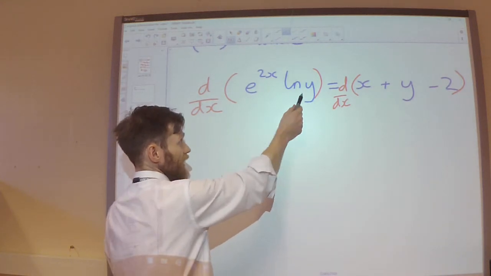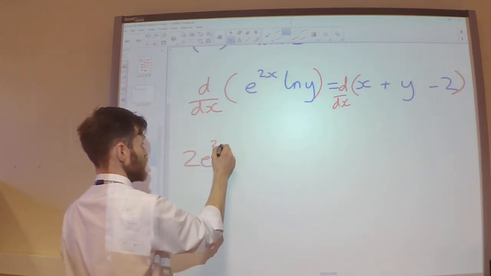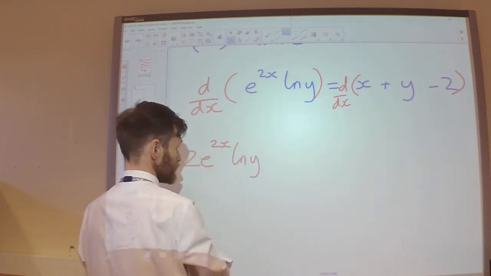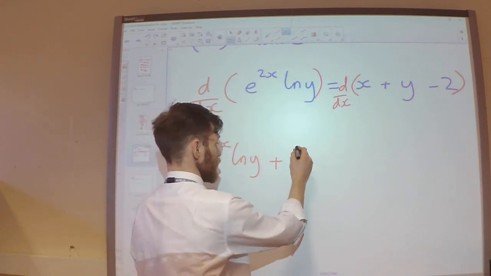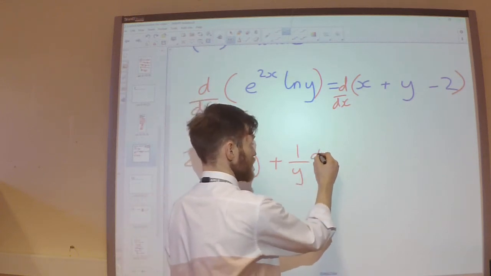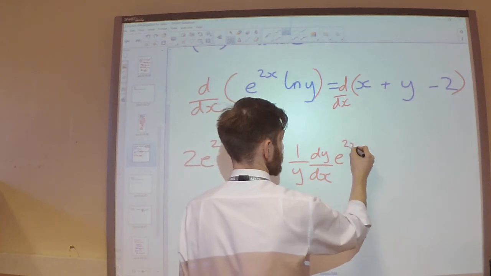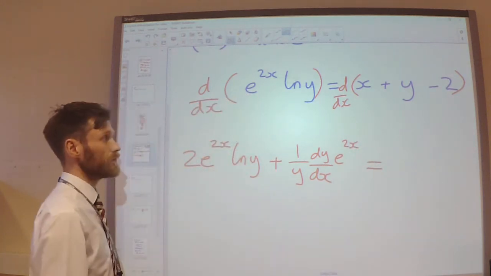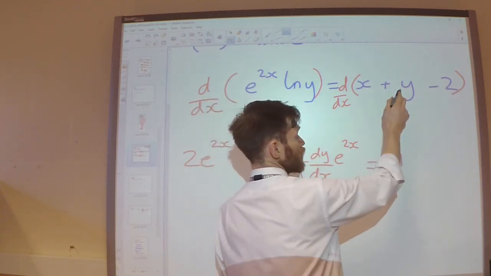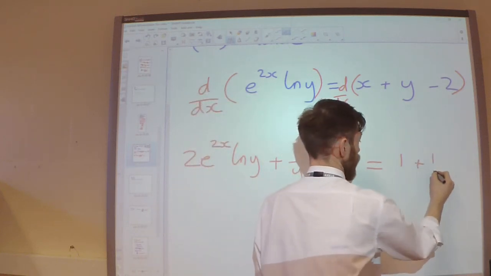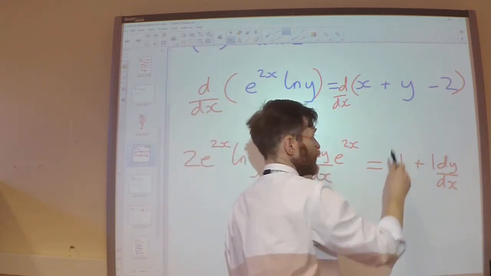We are going to need to use the product rule here, because we've got the product of two functions. So differentiating the exponential, I'm going to have 2e to the 2x multiplied by ln y. Now differentiating the ln y, well, I can differentiate that with respect to y and get 1 over y, which I'm allowed to do as long as I multiply by dy by dx. So I've differentiated the ln y, and that needs to be multiplied by e to the 2x. So I've used the product rule here. Differentiating the right-hand side, well, differentiating the x will just give me 1. Differentiating the y with respect to y gives 1, and that needs to be multiplied by dy by dx. Differentiating the 2, well, that disappears.